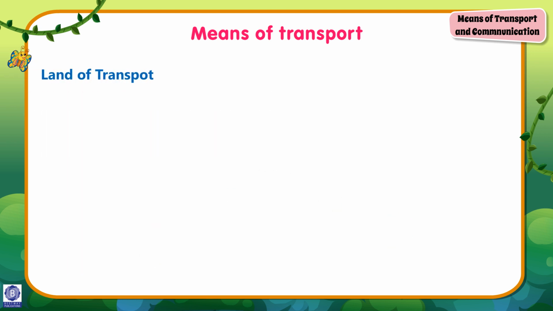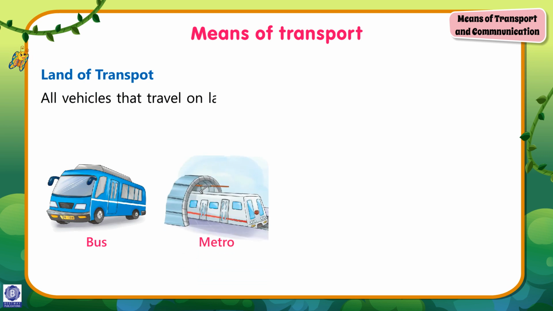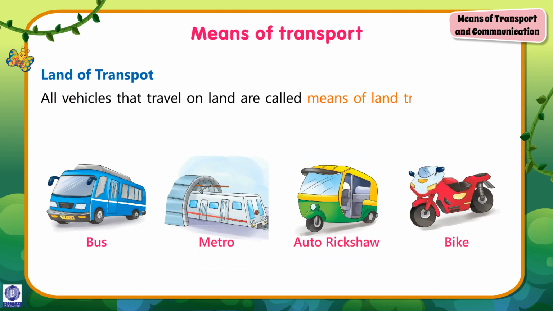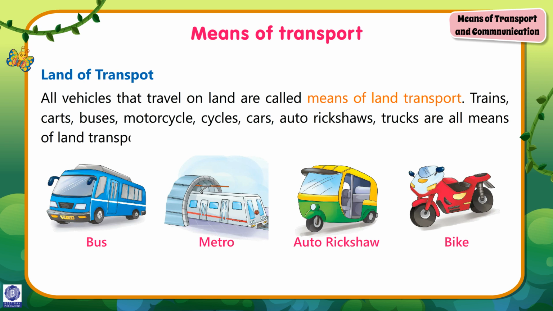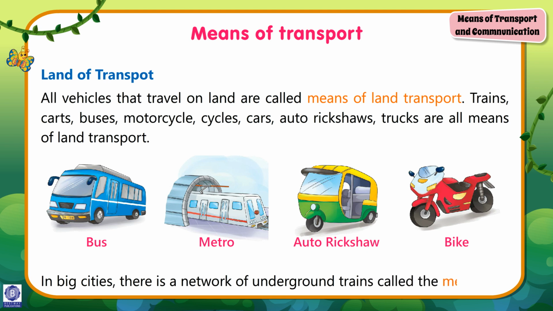Land transport. All vehicles that travel on land are called means of land transport. Trains, carts, buses, motorcycles, cycles, cars, auto rickshaws, and trucks are all means of land transport. In big cities, there is a network of underground trains called the metro.